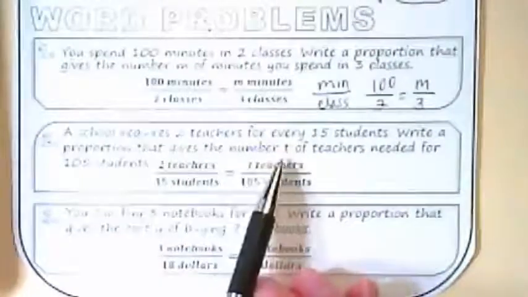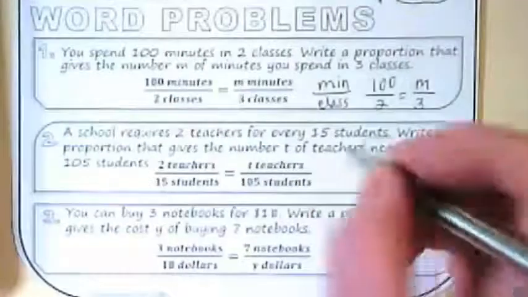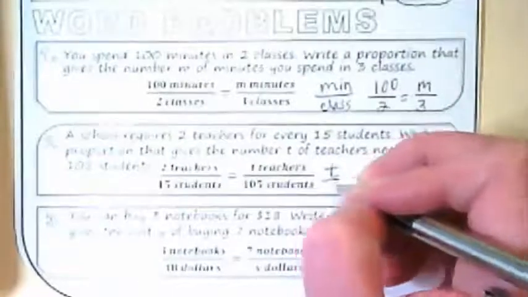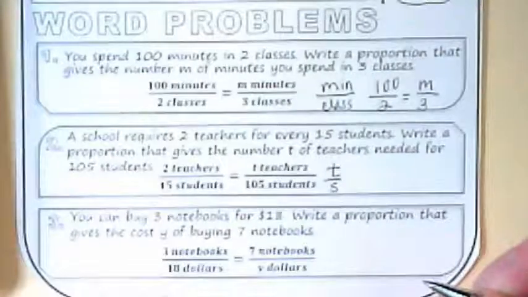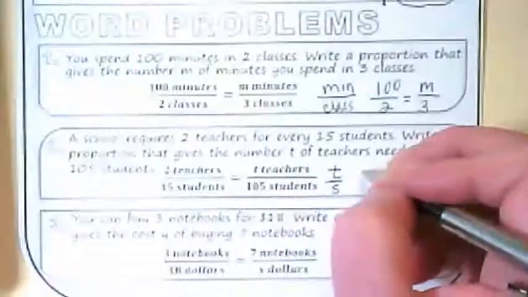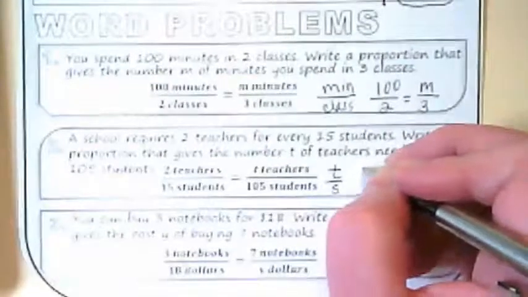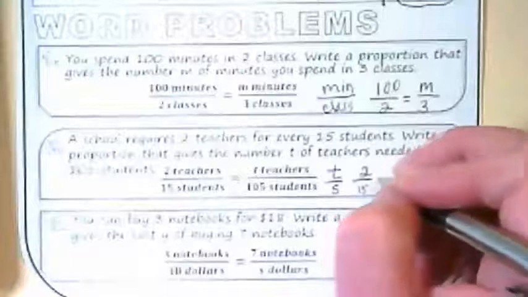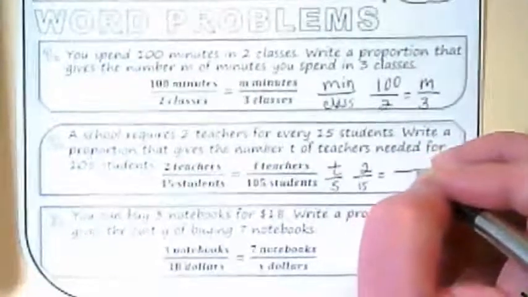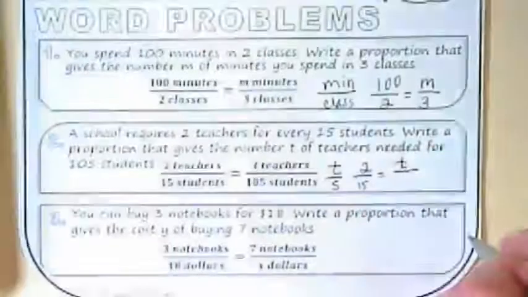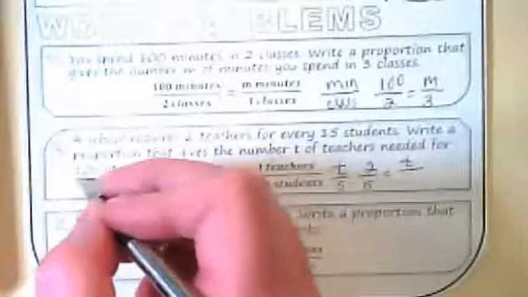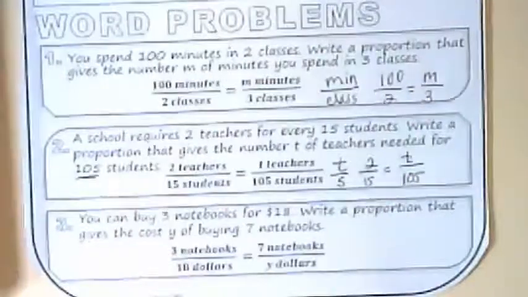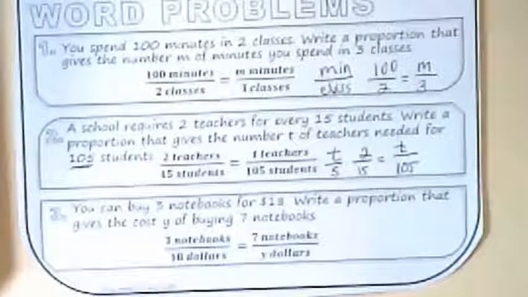Write a proportion that gives the number T of teachers needed for 105 students. Again, here's my shortcut way. I would make T over S. I don't even need to write out teachers and students. I know what they stand for. And what do you think my first ratio would look like? 2 over 15 is equal to T, we don't know this, over 105.